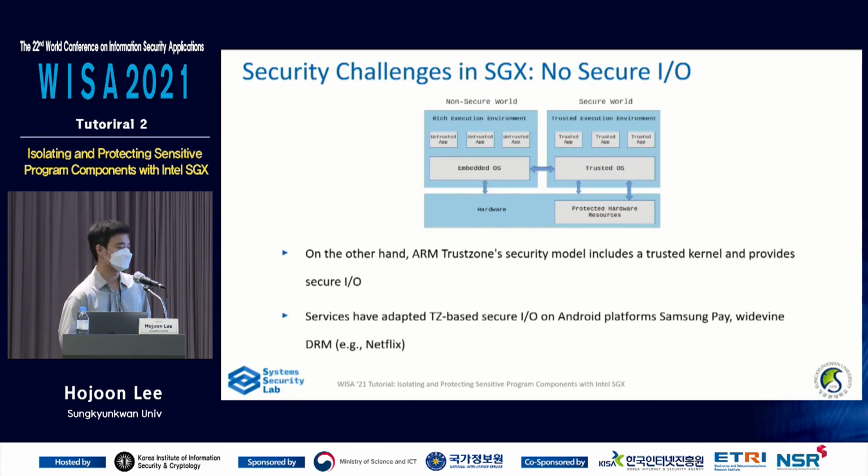But things are a little bit different in the case of ARM TrustZone. ARM TrustZone has a trusted kernel. They have a small kernel inside the TrustZone, and it interfaces directly with the protected hardware resources, meaning you can enjoy all the secure device driver services. That's why we have more practical services like Samsung Pay or Netflix DRM.